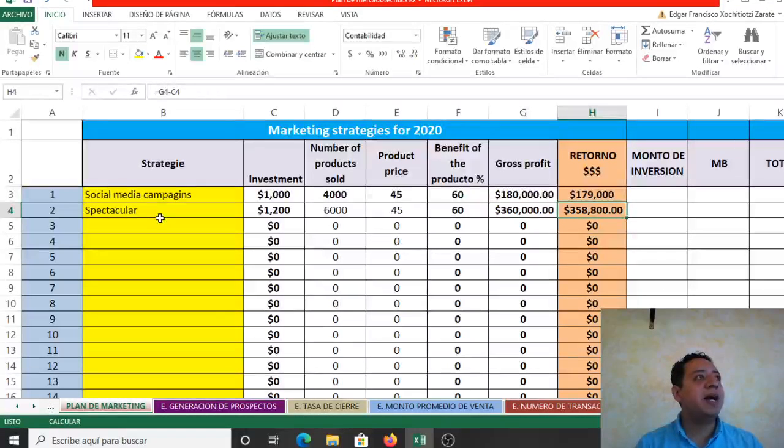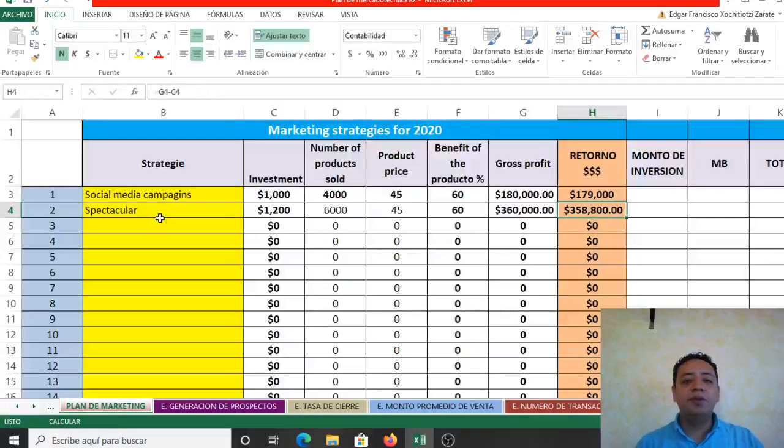So in this part, you have to evaluate what is the best strategy, or where you're going to invest more money for the next week, or probably the next month. In these ideas, you can evaluate every single strategy.